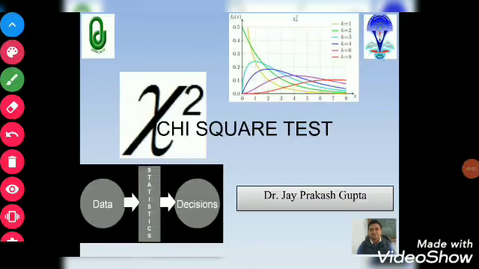So in this lecture, we will see about the chi-square test. Probably this is the last major portion left in biostatistics. So in this lecture, I will be very briefly summarizing the whole of the biostatistics that we have seen till now.